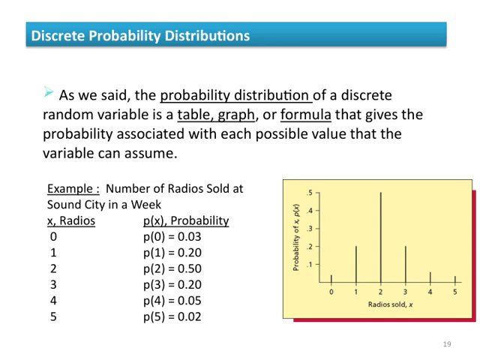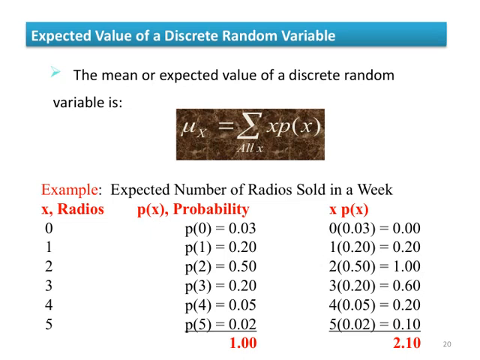Tying back to our overall goal of understanding randomness and variability in real-world situations. All right, let's talk about the expected value of a discrete random variable. Essentially, this is the average or mean value we anticipate based on the probabilities of different outcomes. It's a key concept because it gives us a single number that represents the center of the distribution.